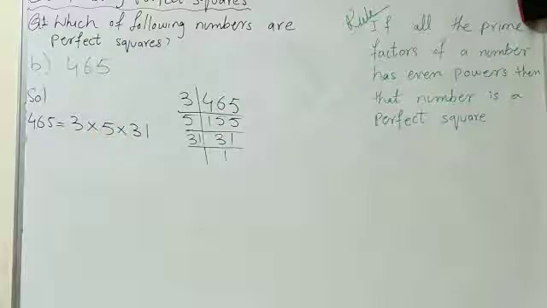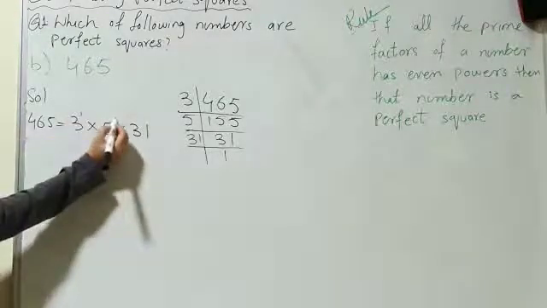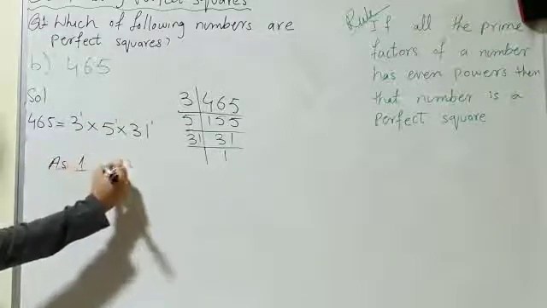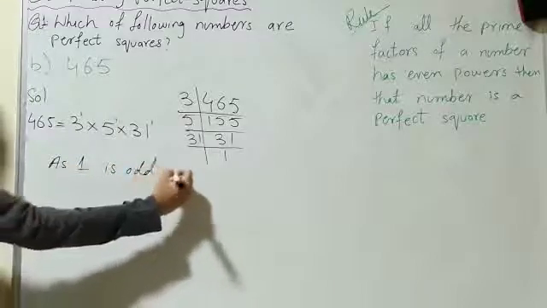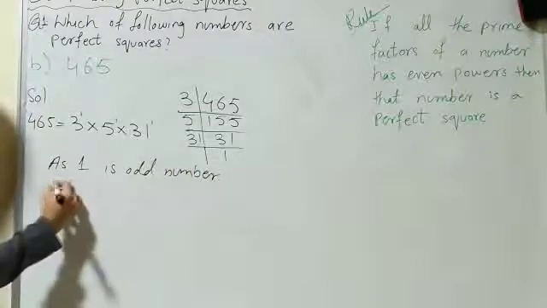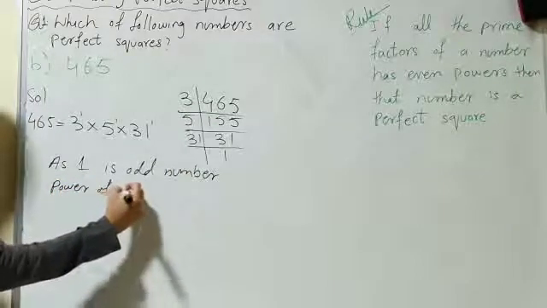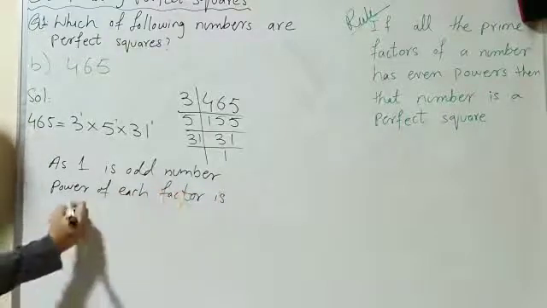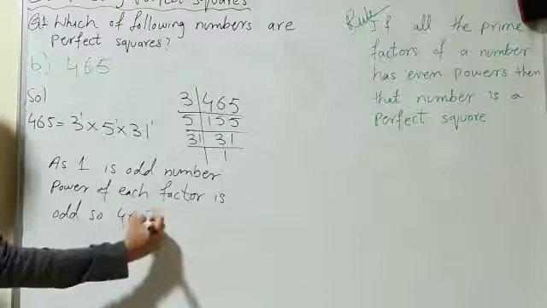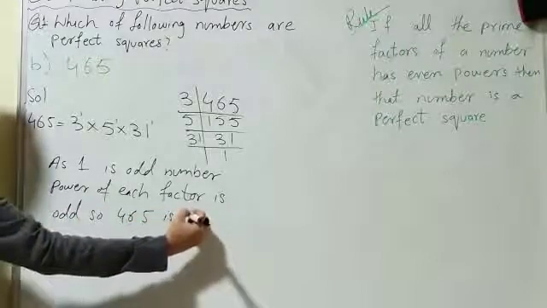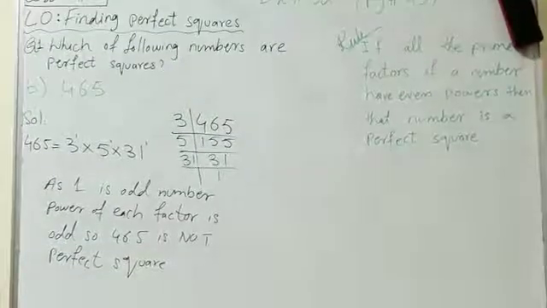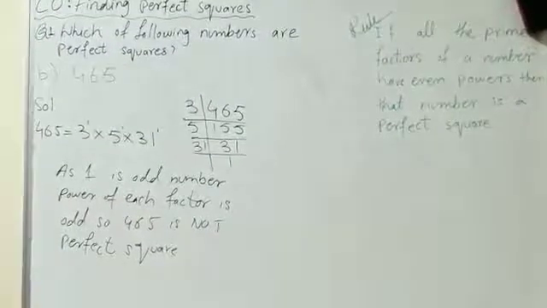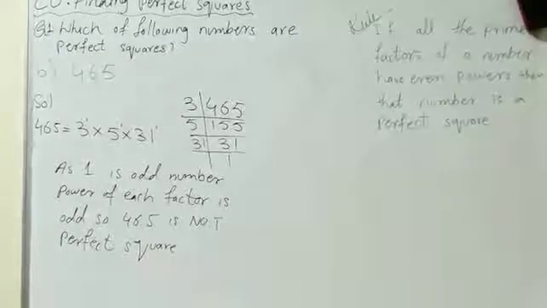So the prime factors of 465 are 3, 5 and 31. Now look at the powers. The power of 3 is 1, of 5 is 1, and of 31 is 1. As 1 is an odd number, it means that the power of each prime factor is odd, so 465 is not a perfect square. Why is it not a perfect square? You can see the rule that if all the prime factors of a number have even powers, then the number is a perfect square. But here we have odd powers, so it is not a perfect square.